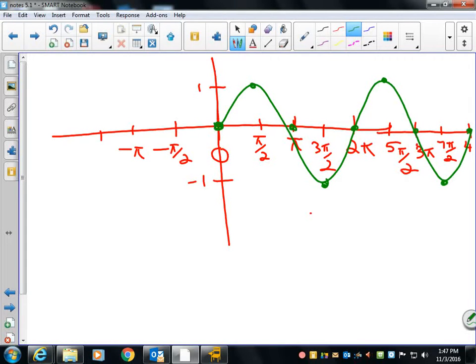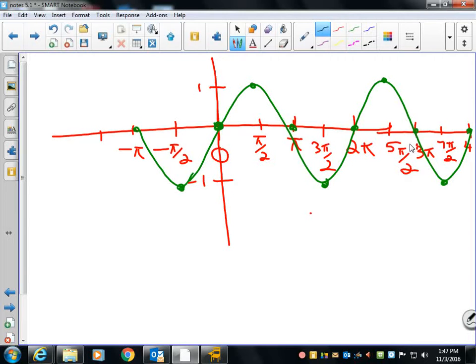And it looks the same going forwards as backwards. Okay? That's how I graph sine. You need to know how to graph sine for pre-calc and also for calculus. Okay? Are we good? How would you graph cos?